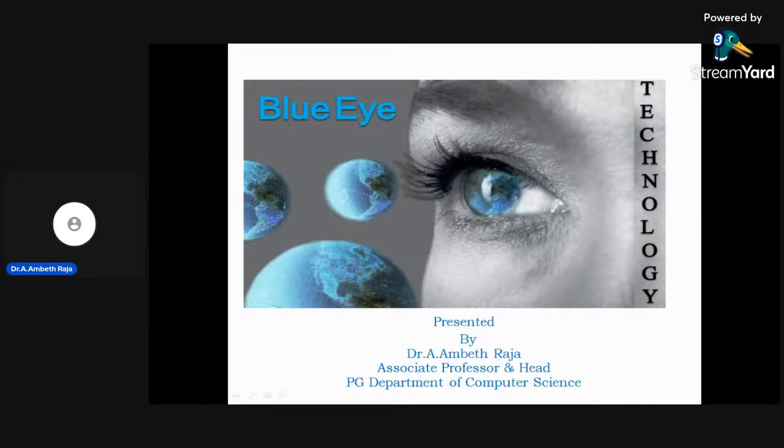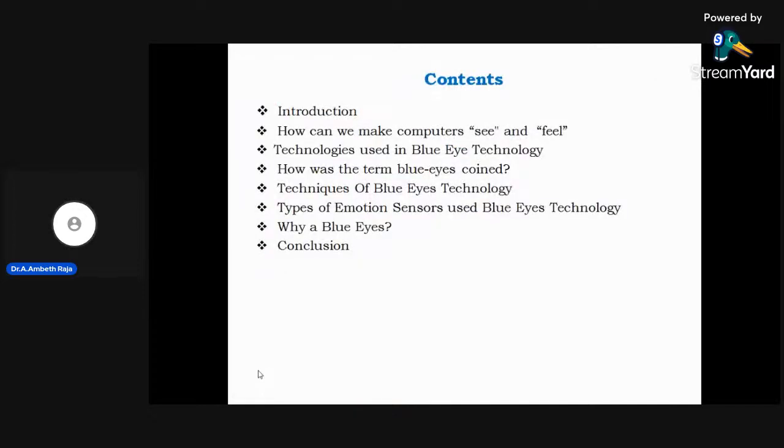Blue Eyes Technology is an invention of new technology in the mode of new transmissions. The contents are: introduction, how can we make computers see and feel, technologies used in Blue Eyes Technology, how the term Blue Eyes was coined, techniques of Blue Eyes Technology, types of emotion sensors used in Blue Eyes Technology, why Blue Eyes, and conclusions.